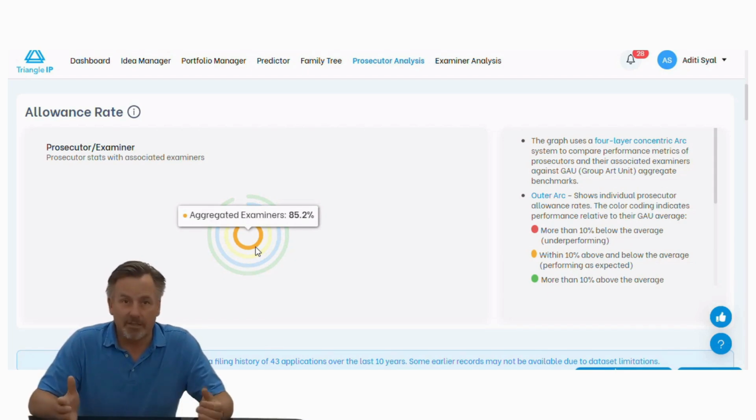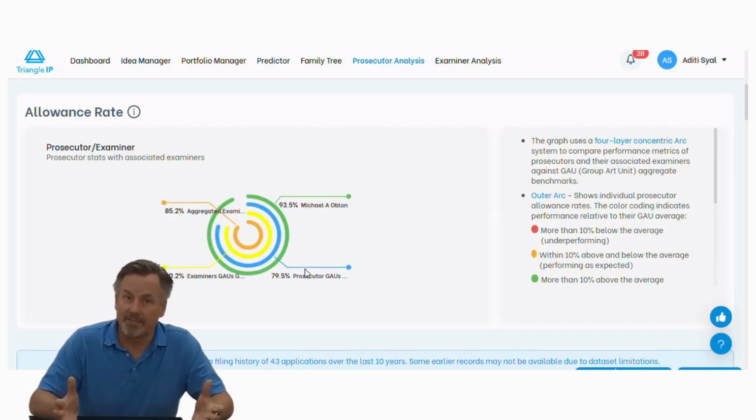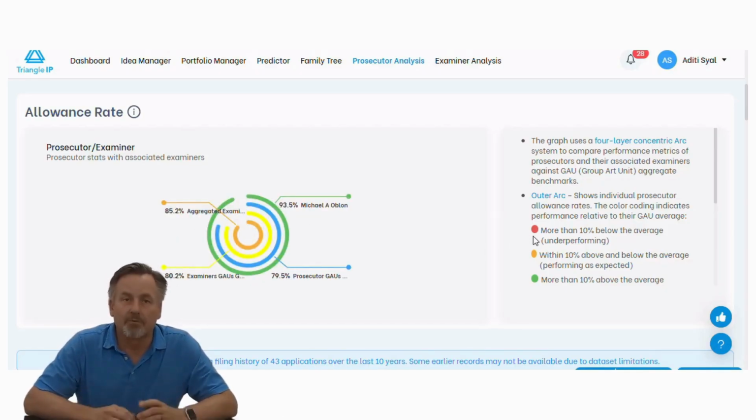The outer arc is color-coded. Red means they're more than 10% below their GAU average, underperforming. Orange or yellow means they're roughly in line with the benchmark. Green means they're beating their GAU by more than 10%.